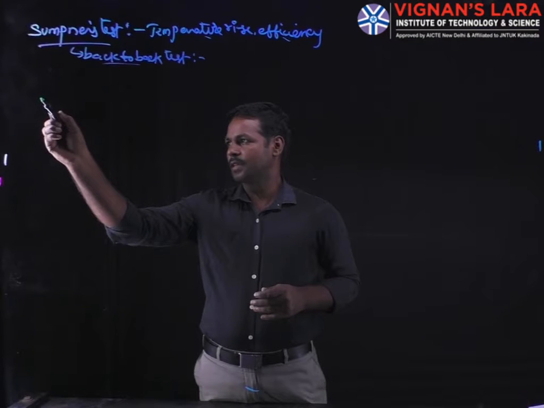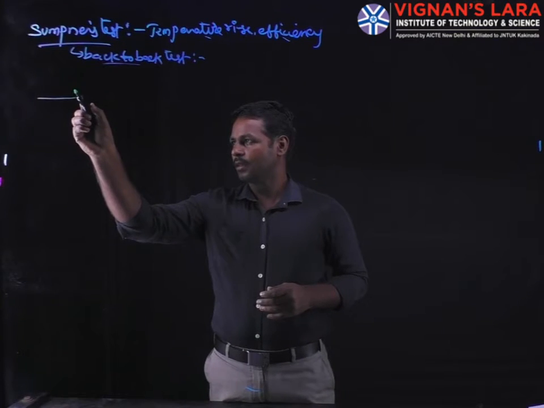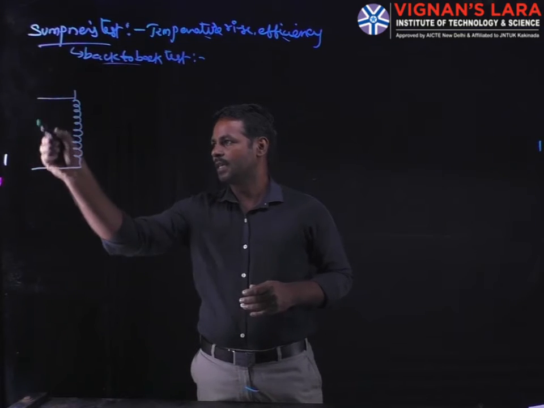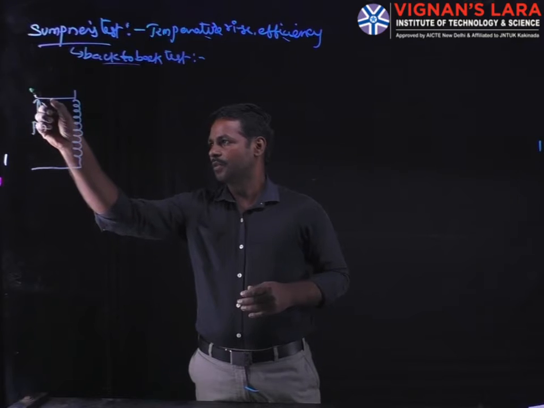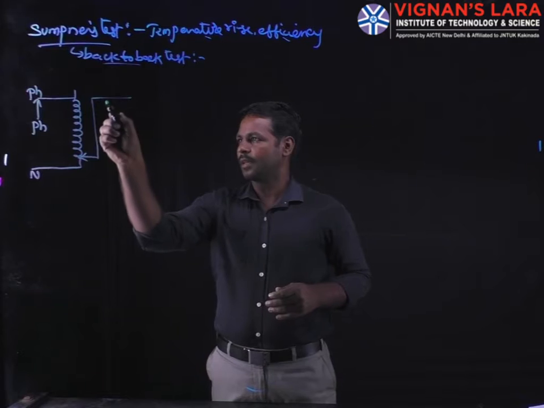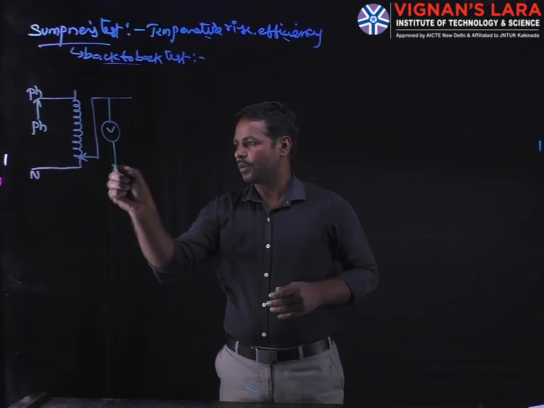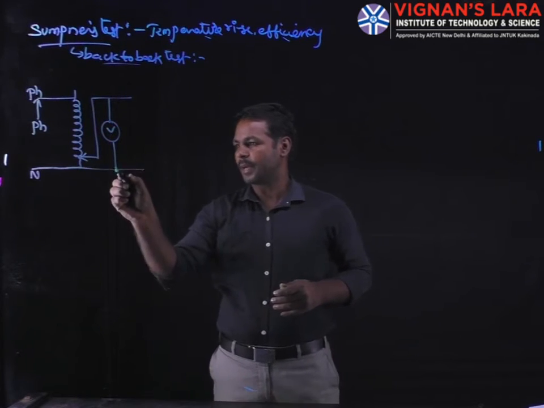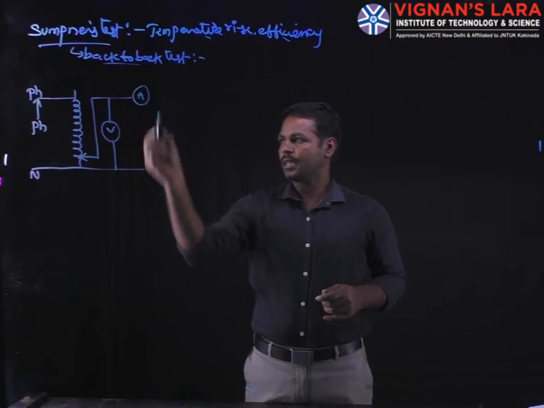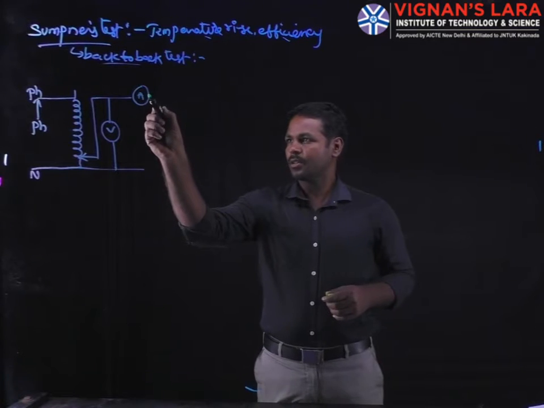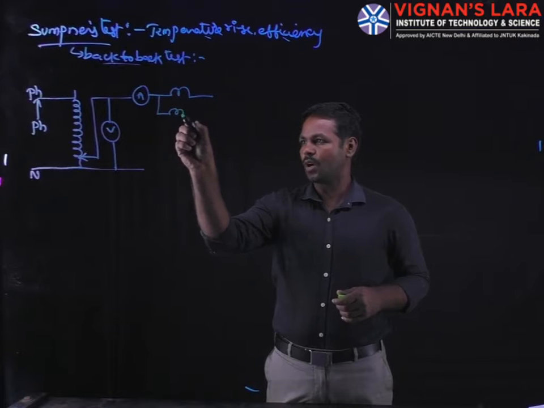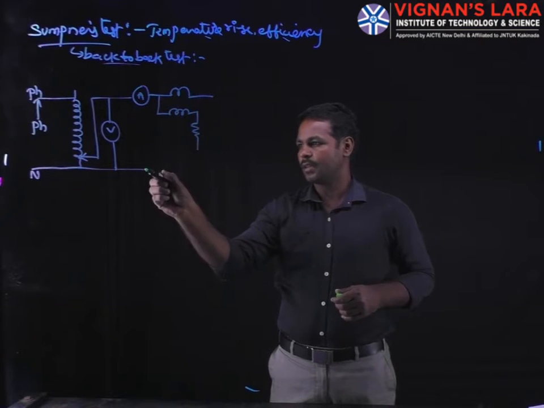First, the positive and negative supply terminals are connected to phase and neutral, which is directly connected to the voltmeter. The amount of voltage applied across the transformer is measured by the voltmeter. The corresponding current is measured by the ammeter, which is connected to the wattmeter. The wattmeter consists of two coils, the pressure coil and the current coil.